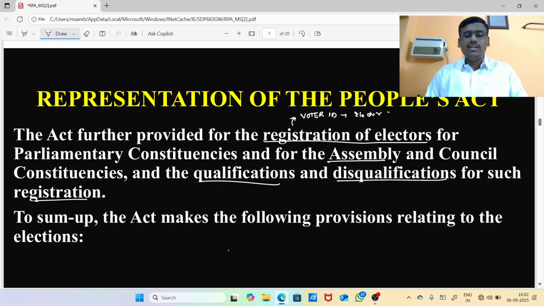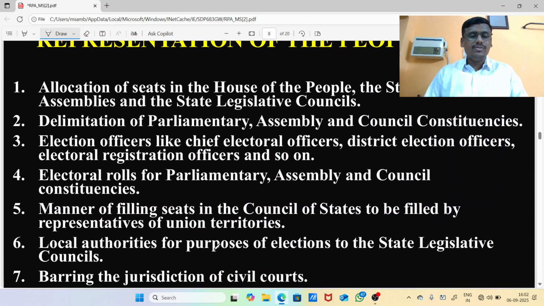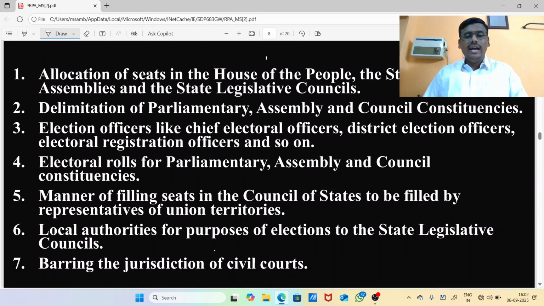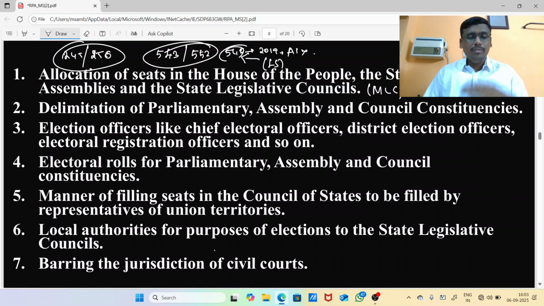To sum up, this Act has the following provisions relating to elections. One is the allocation of seats in the House of the People, which is the Lok Sabha, and the state legislative assemblies, for MLAs, and state legislative councils, for MLCs. In Lok Sabha, the maximum number of seats is 552, of which 543 members are filled. For Rajya Sabha, 250 is the maximum number of seats, but 245 seats are filled. Earlier it was 545. Now, after 2019, the representation of Anglo-Indians has been removed from the Indian Parliament.